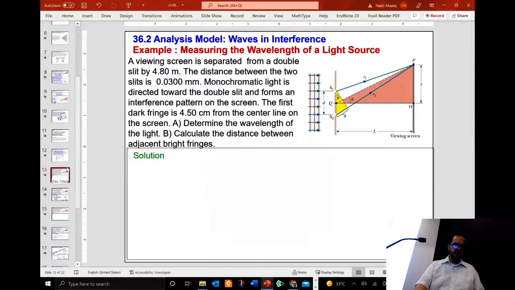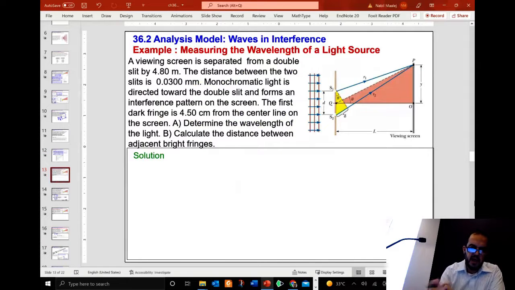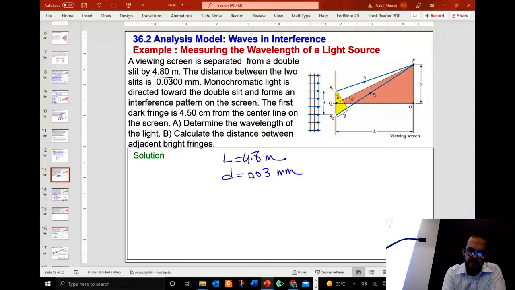All right? Let's do an example here. We are viewing a screen separated from a double slit by a distance L, so L is 4.8 meters. The distance between the two slits is D, 0.03 millimeters. A monochromatic light is directed toward the double slit and forms an interference pattern on the screen. The first dark fringe is at 4.5 centimeters from the center line.